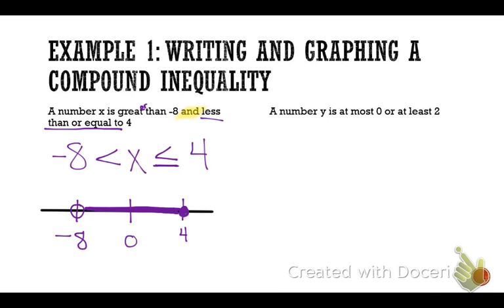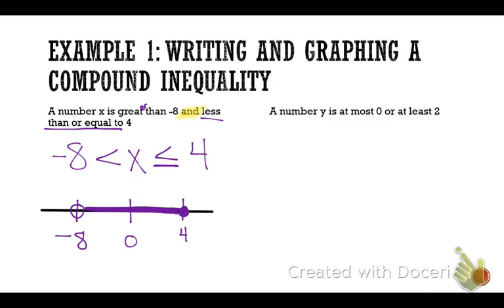Here's what I'm saying, okay? That all the numbers in between these two values will make the compound inequality true. So let's take 0 for example. If I were to plug in 0 for x, is 0 greater than -8? Yes. Is it less than or equal to 4? Yes.